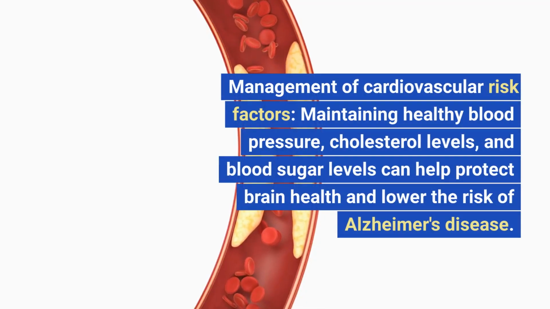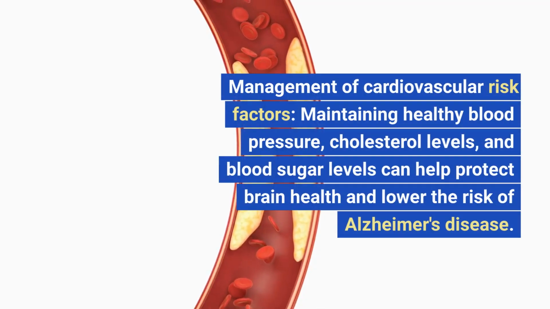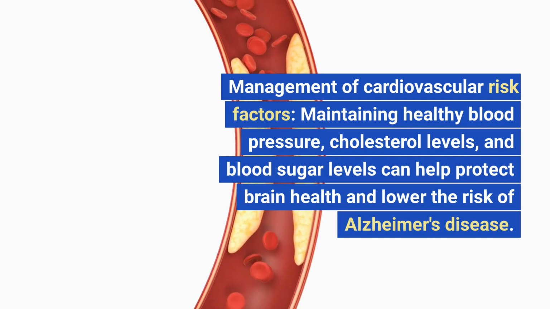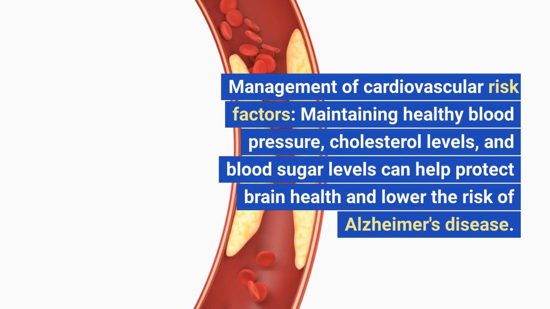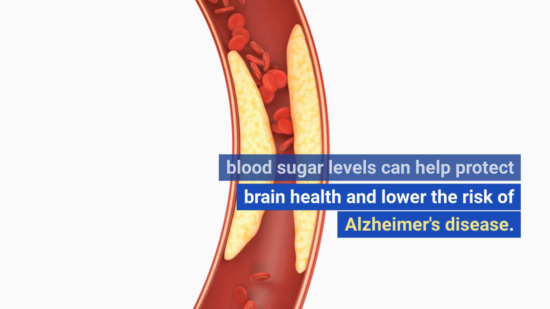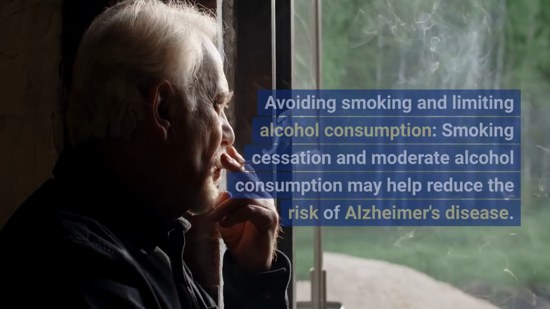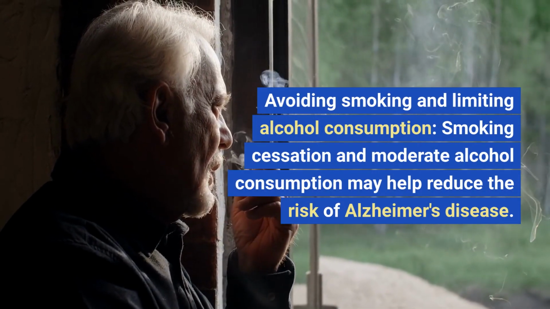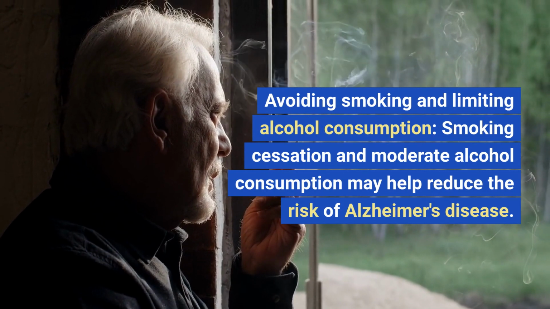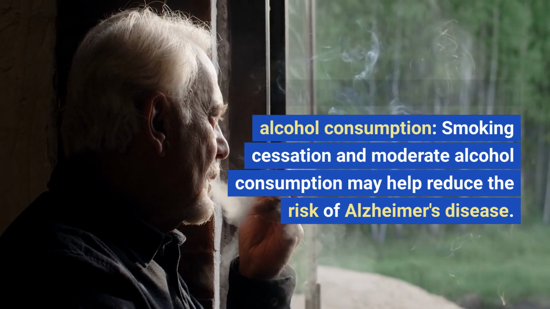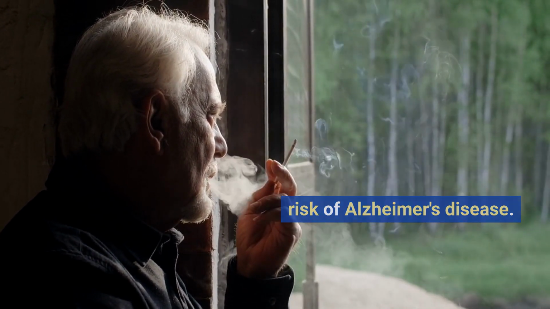Management of cardiovascular risk factors. Maintaining healthy blood pressure, cholesterol levels, and blood sugar levels can help protect brain health and lower the risk of Alzheimer's disease. Avoiding smoking and limiting alcohol consumption. Smoking cessation and moderate alcohol consumption may help reduce the risk of Alzheimer's disease.